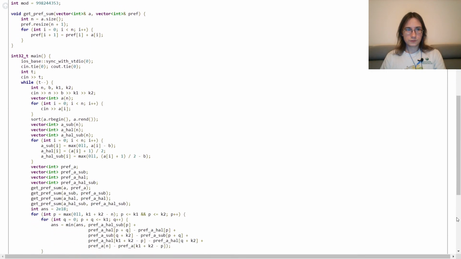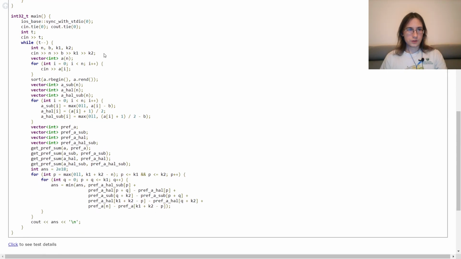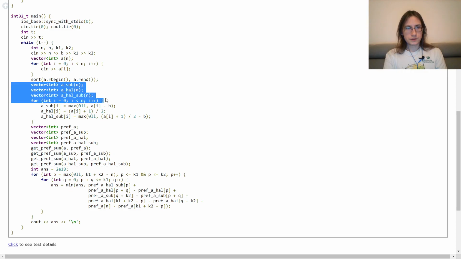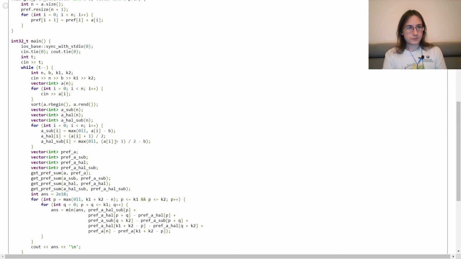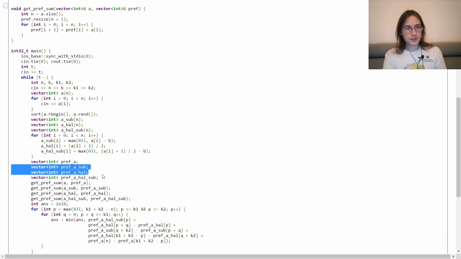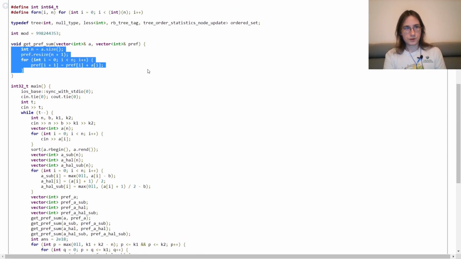So in my code, I first of all read all the input, then I sort the A in decreasing order, and then I calculate the three arrays. A subtracted is what the ith element will be if we decide to subtract from it. A halved is the same, but if we decide to divide it by 2, and A halved and subtracted is what the ith element will be if we decide to divide it by 2 and subtract from it. And then we calculate prefix sum arrays for A subtracted, for A halved, and for A halved and subtracted, using the same function written here.